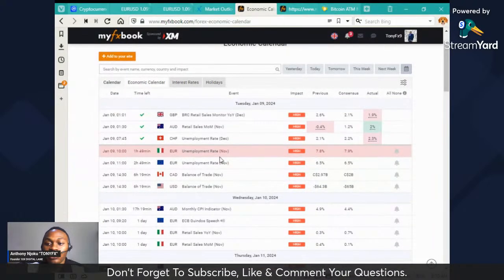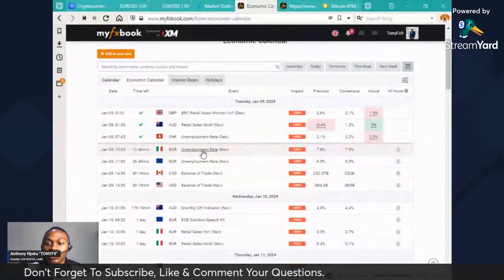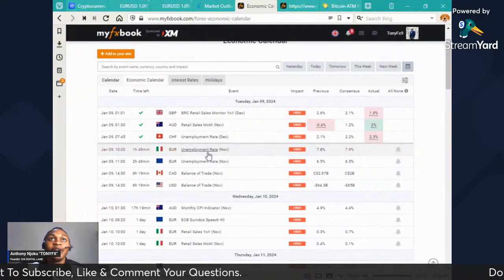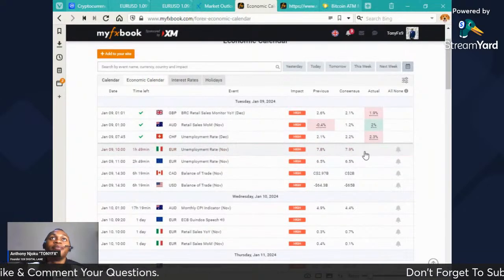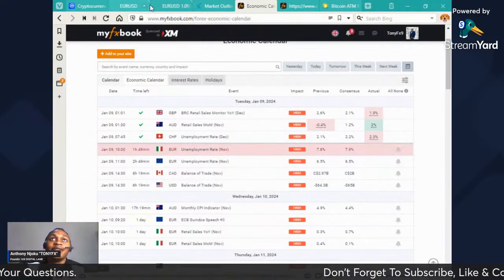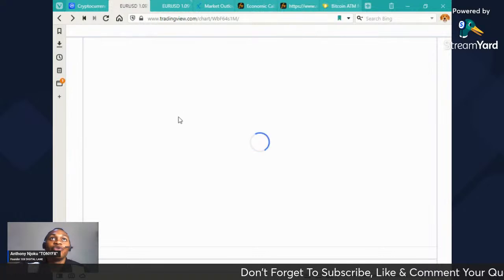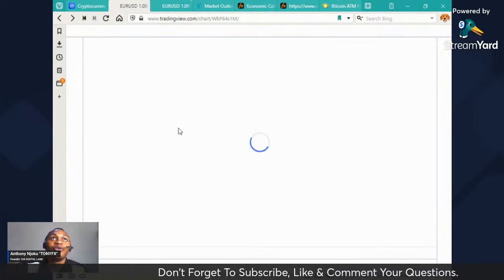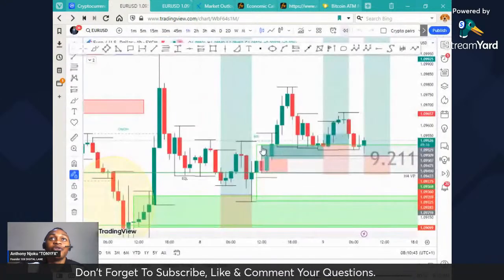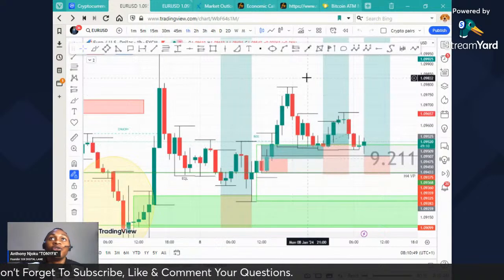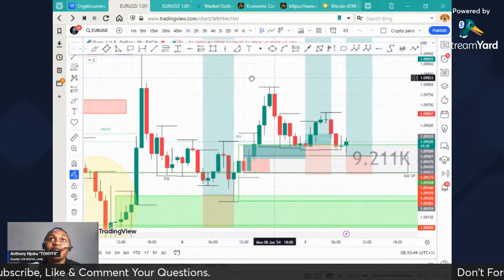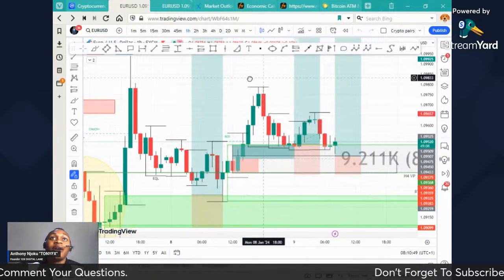So by 10, we're watching out for this unemployment rate for November. That's November data. So if we have 7.9, we could still be expecting the same structure we have on Euro USD to be playing out, because currently we see a bullish structure. So let's continue refining this particular order block.